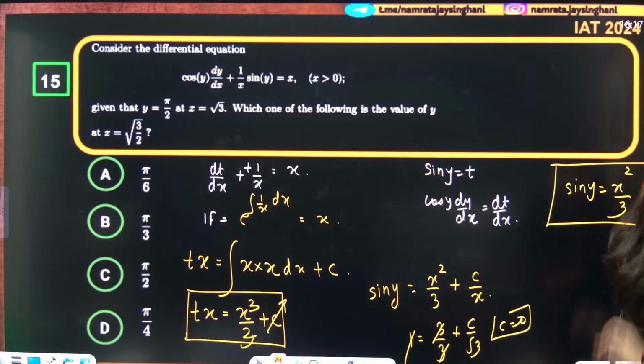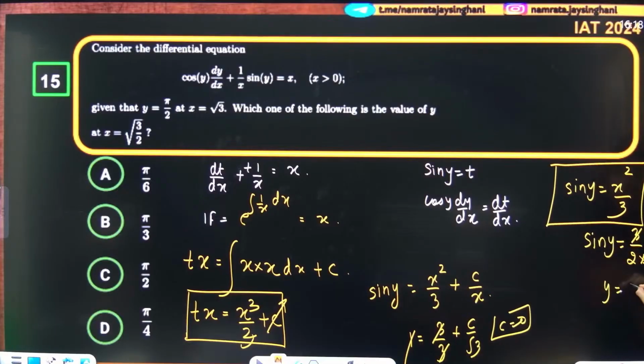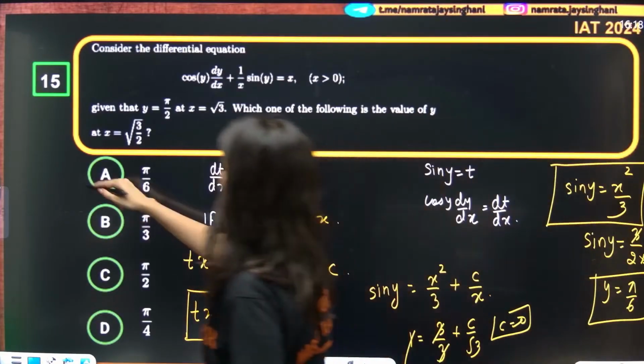Now you put x is equals to root 3. So root 3, sin y is actually 1. If you put root 3 by 2, so this is 3 by 2 into 3. So clearly sin y is half, y is 30 degree, which is pi by 6. Okay, so option A is absolutely correct.